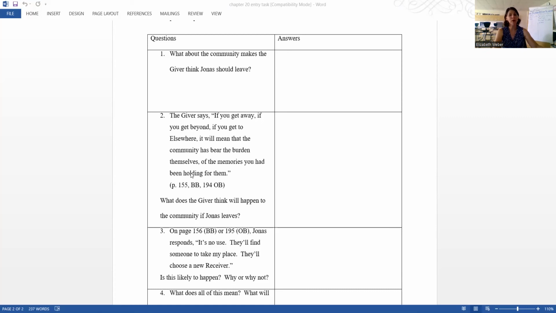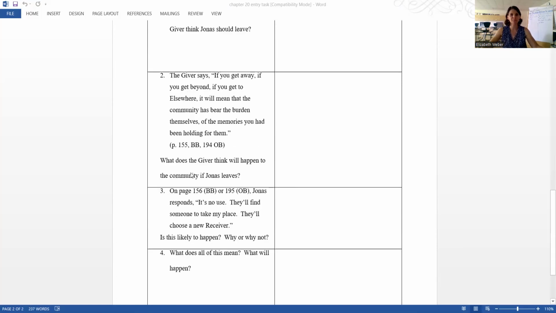Why or why not? Now, remember, these are text-based questions. So go to page 156 or 195 and look, because they do discuss it. And then based on what they discuss, is it likely to happen or not? Okay, I'm monitoring that you understand the meaning here. So there is sort of a right answer.